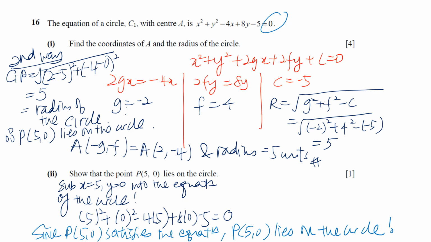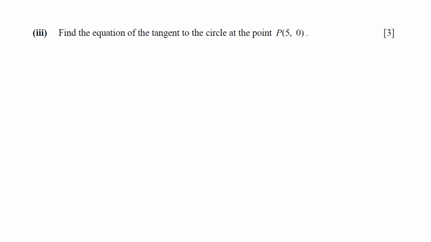That means on the circle. So let's look at part 3. So part 3, we are told that there's a tangent. So we just draw a circle first.